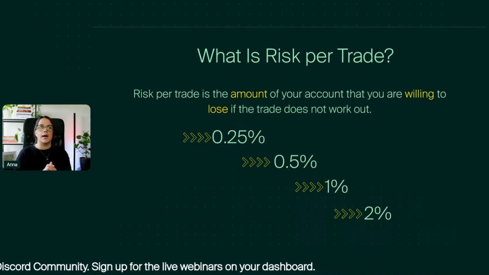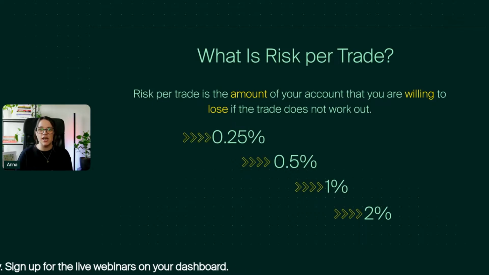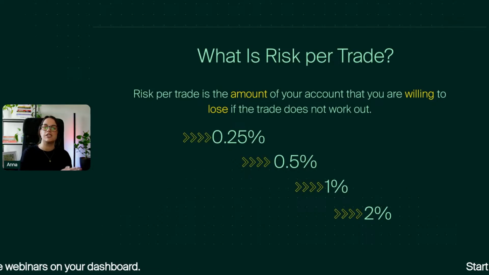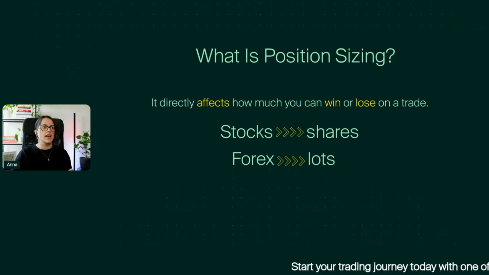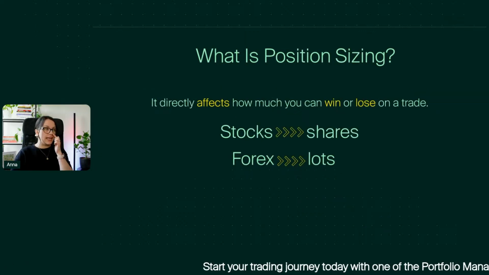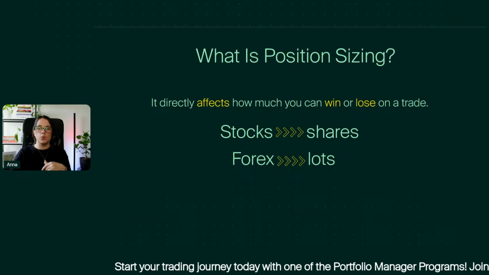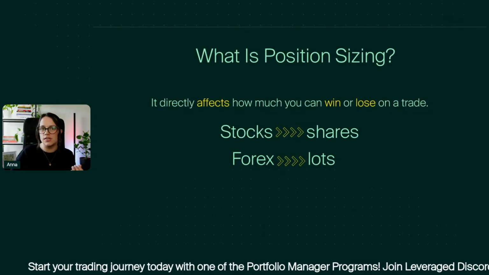So basically, for the risk per trade, we focus on how much we're willing to lose, right? The same thing as we did for the previous. It directly affects how much you can win or lose, right? So we're always focusing on the losing trades.